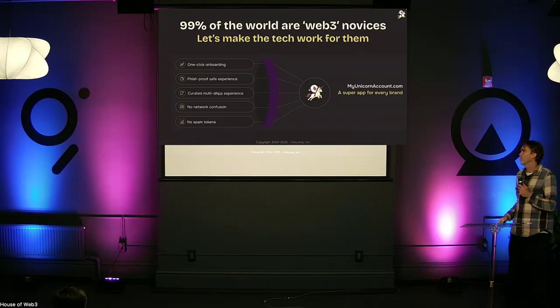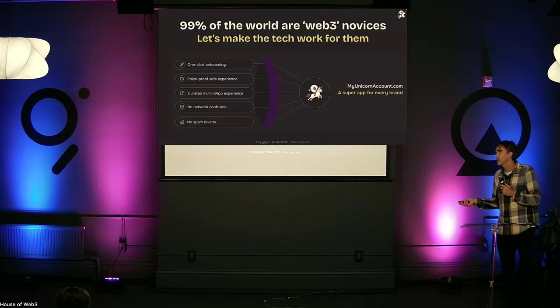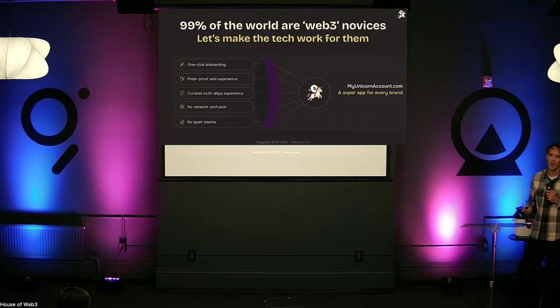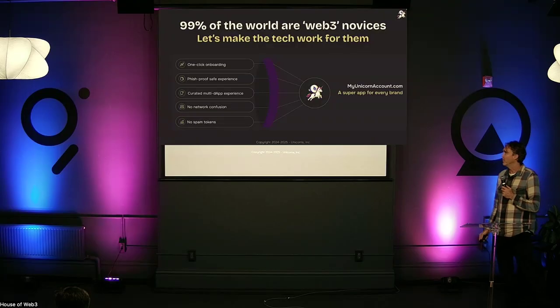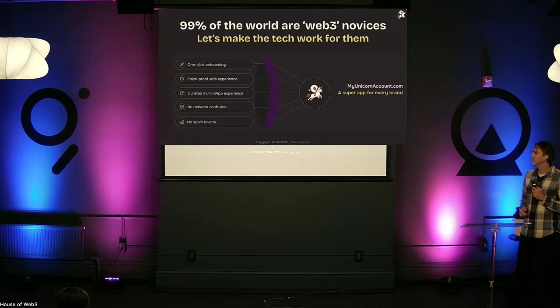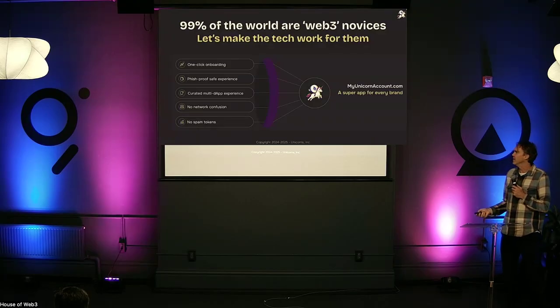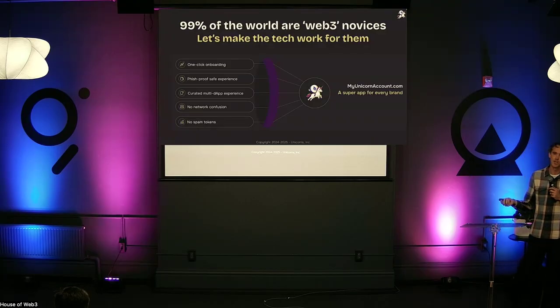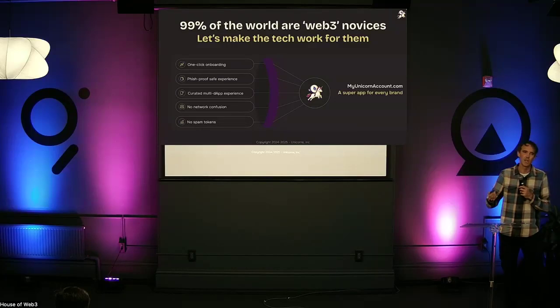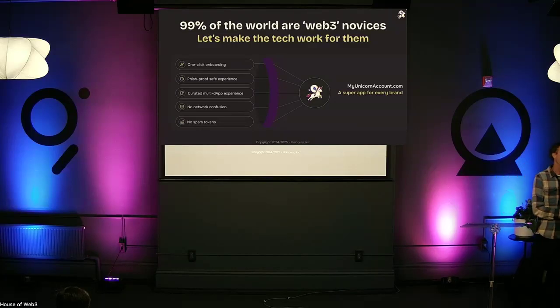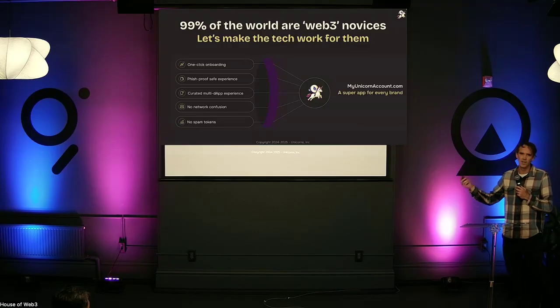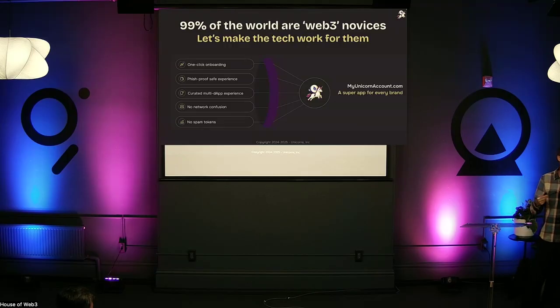It's one-click onboarding. No phishing is actually possible because it doesn't connect with dApps or apps that are not approved by the brand or business. Everything is curated. There is no network confusion of what chain, L1, L2, L3, yada, yada. And no spam tokens are able to even go into the wallet that is displayed to the end user. Of course, they will display on, let's say, Basescan or Polyscan or Etherscan because there is a 0x address behind it, but you'll see how this operates on the front end.